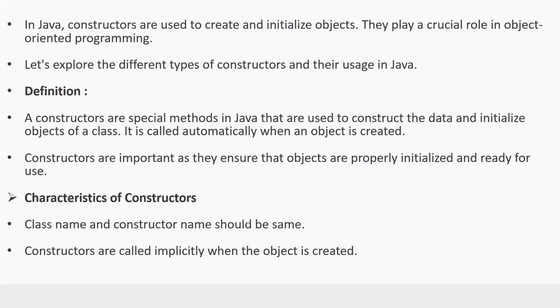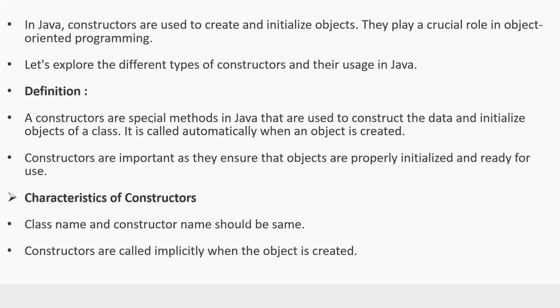So constructors, basically, are called special methods of a class which are used to create and initialize the objects. Now these constructors play a major role in terms of your OOPs. Okay. Now let's explore the different types of constructors and their usage. Now, I'll start with the definition.